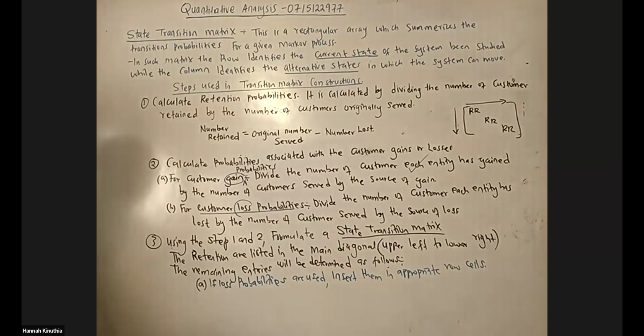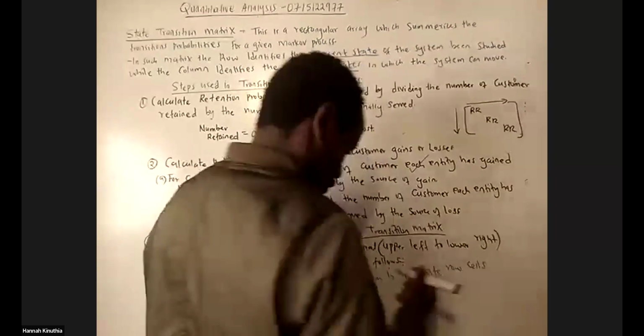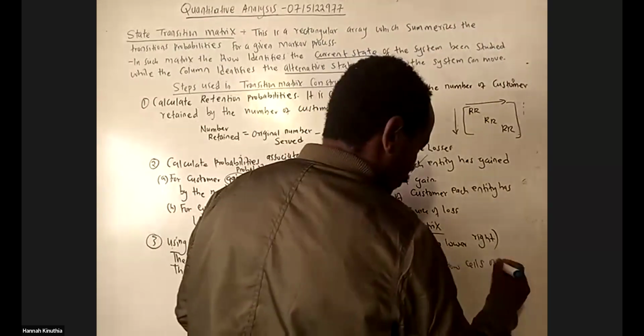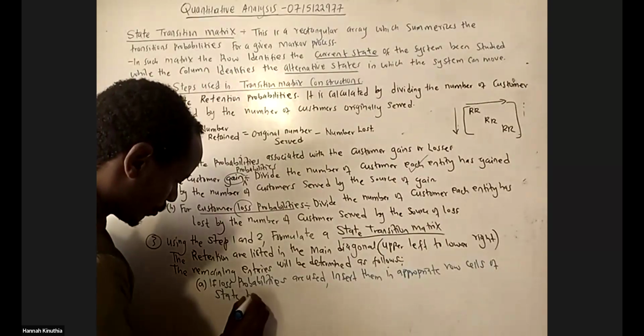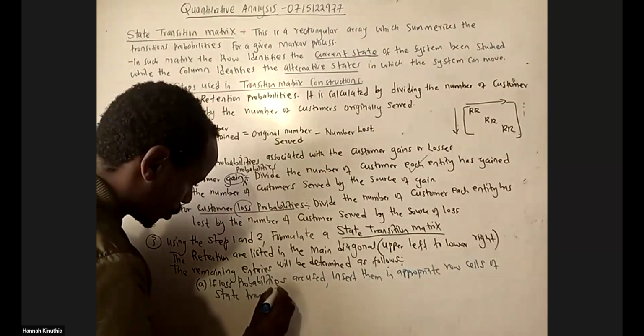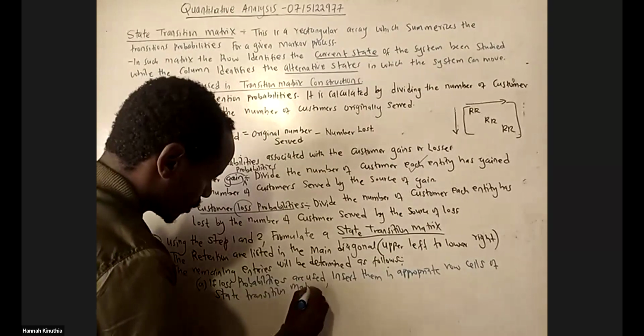So we say if loss probabilities are used, insert them in the appropriate row cells of the state transition matrix.